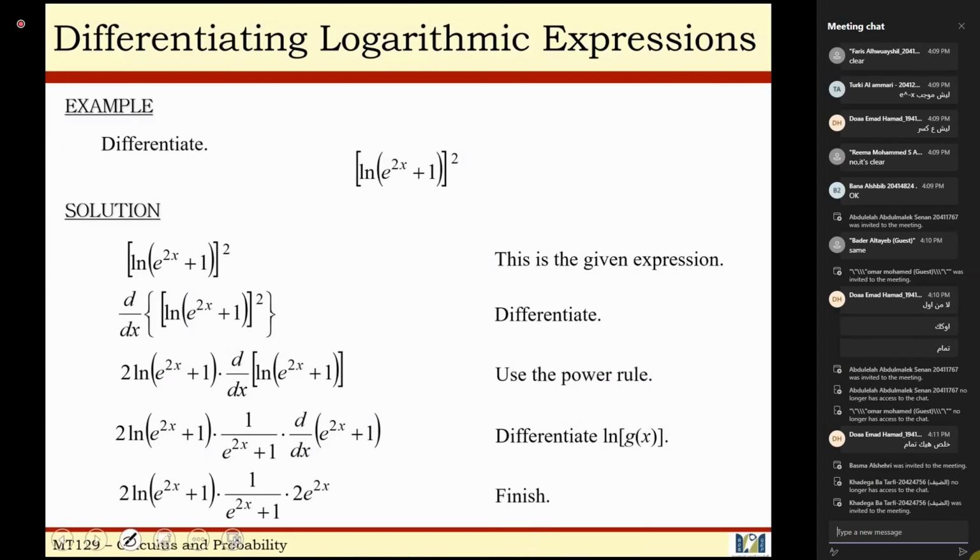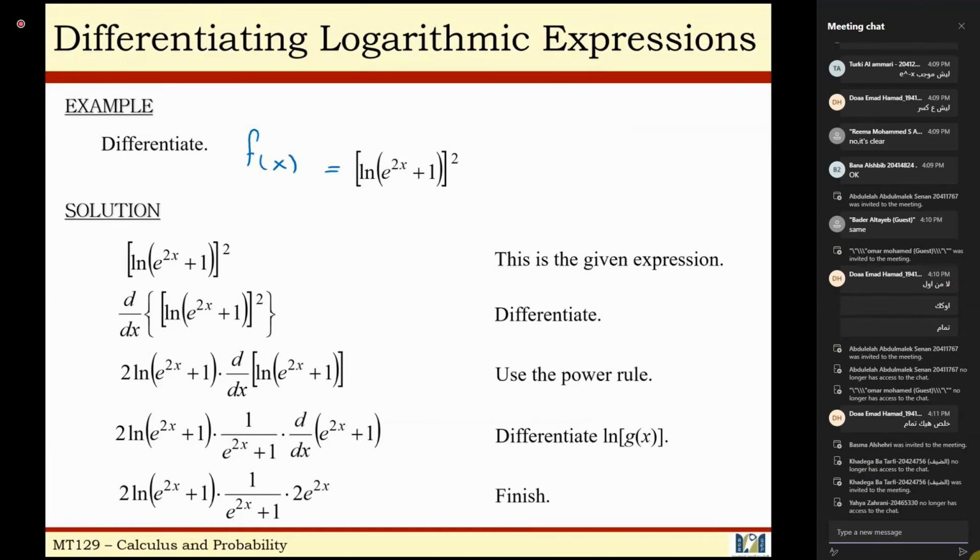Now look at this. We can find the differentiation. The differentiation means the derivative. If we have, for example, this f of x, we can find the derivative of f of x in one line. No need for more. Okay.